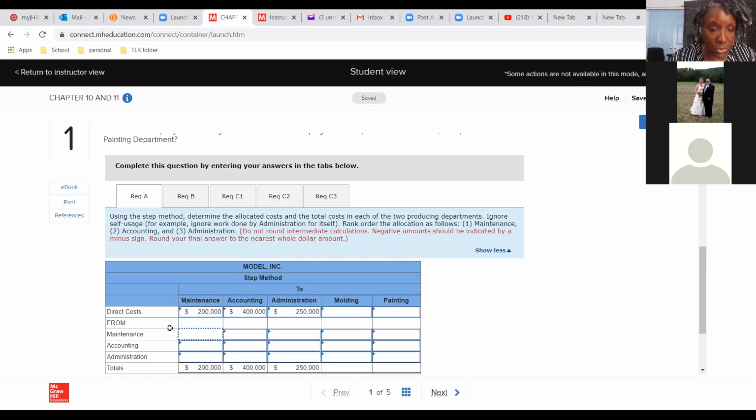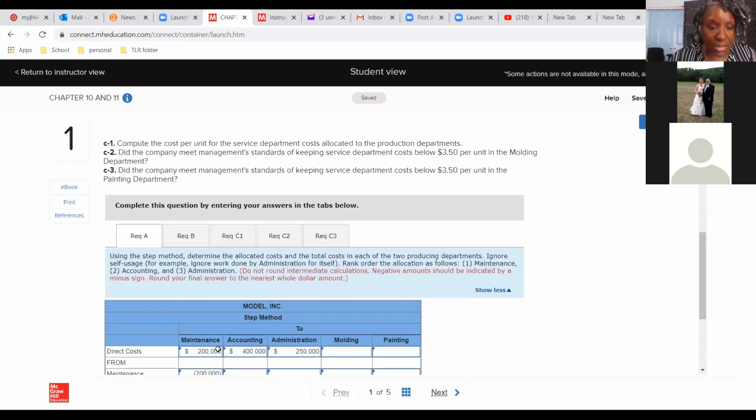We're going to first remove all of these costs and spread them over. So I'm going to put a negative here. Hopefully it likes that. I haven't used this in a while, so I'm not sure if it'll get mad at me. Okay, it looks like it's okay. All right, so now let's allocate the maintenance.